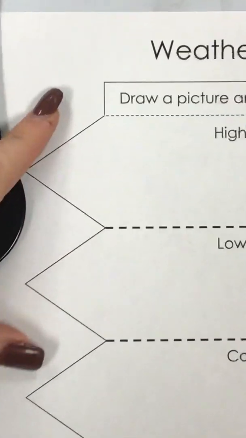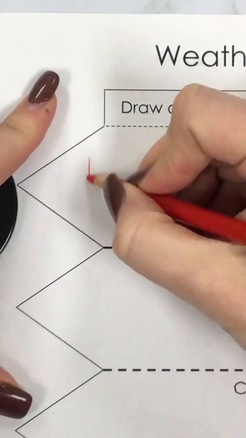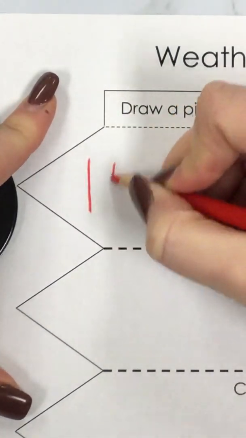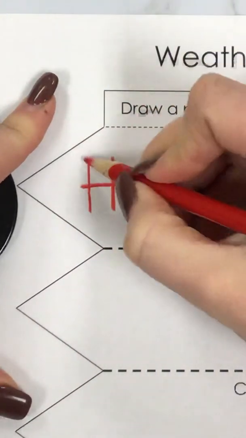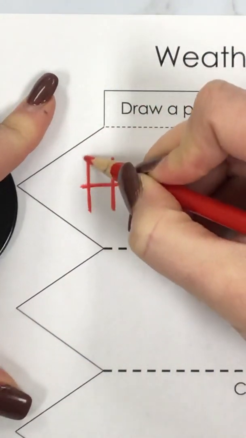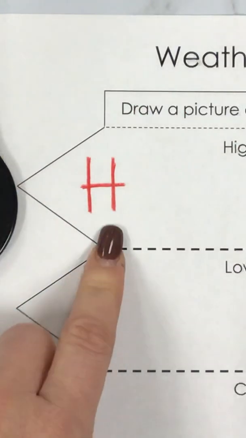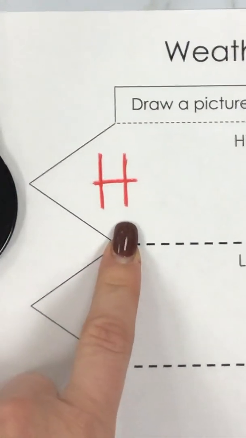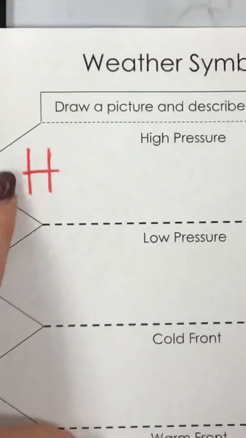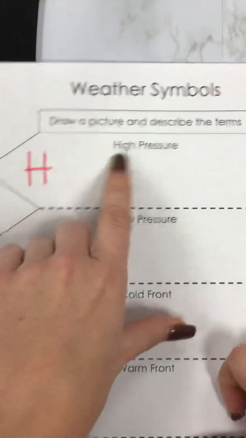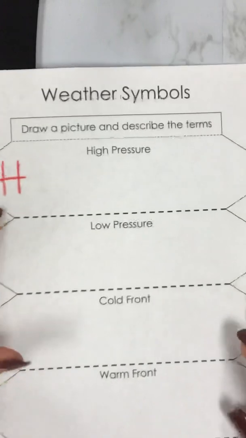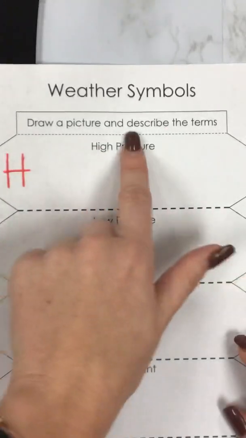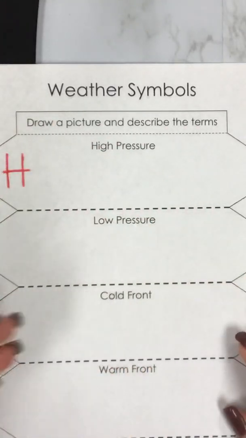So high pressure on a weather map, we just represent that with a capital H, and it is usually written in red. Now for this, red has nothing to do with temperature, so I don't want you to think H is for hot or that red is for hot or warm. This is just the color that we usually code it. H stands for high pressure. So when you see an H on a weather map, it means that a high pressure system is coming through or is in the area.